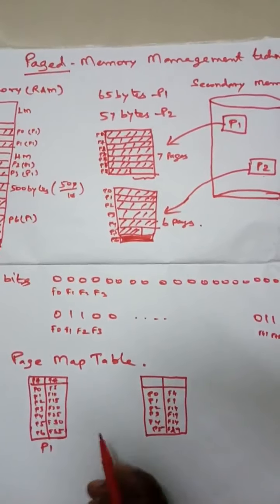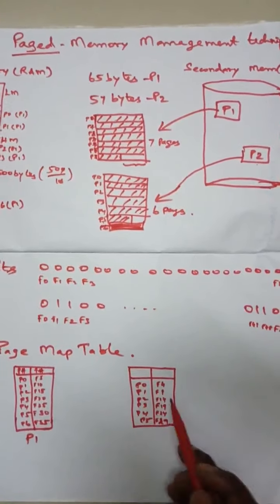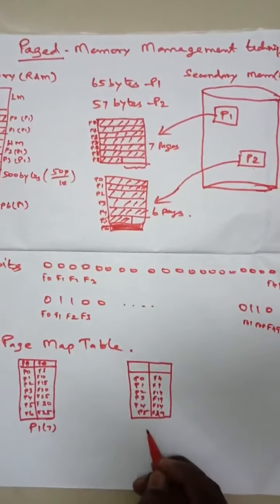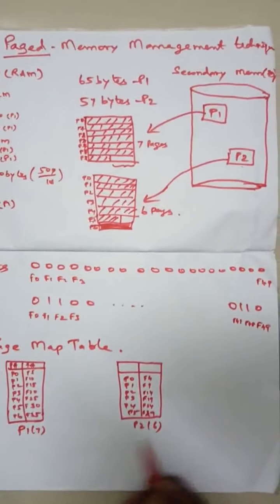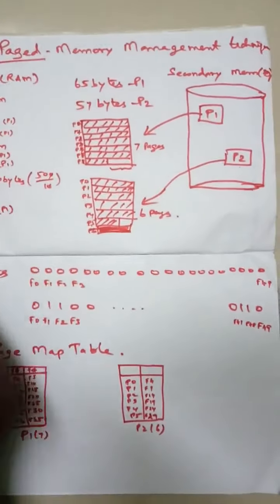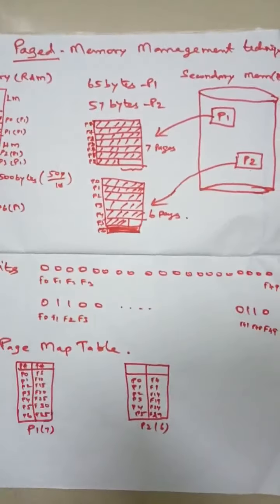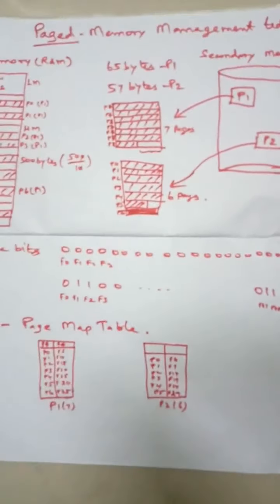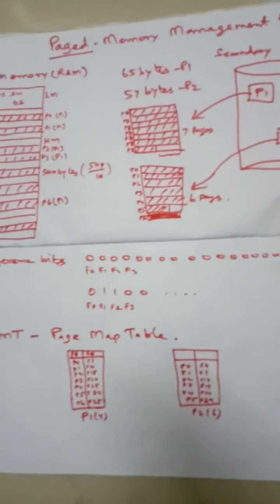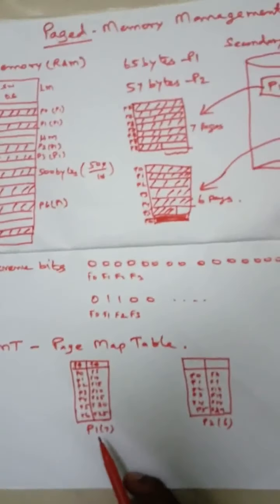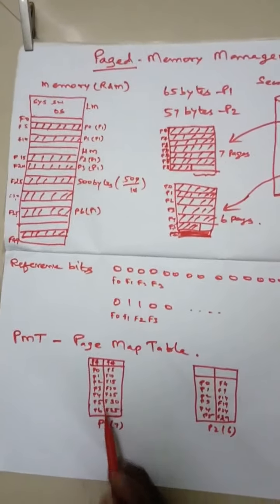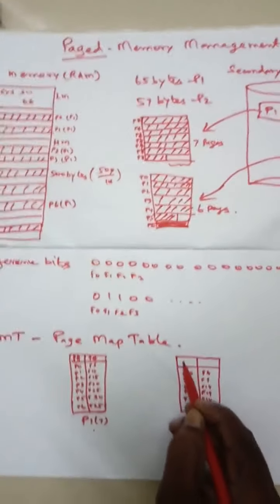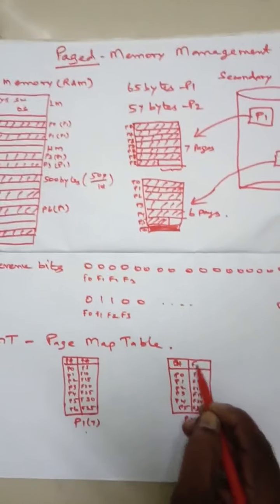Initially all the frames are free. Here it is a 7 page program. It is a 6 page program. So totally 13 frames are allocated. Remaining frames are free. So now 2 tables are created. This is the page map table of program 1. This is the page map table of program 2. So this is page number. This is frame number.